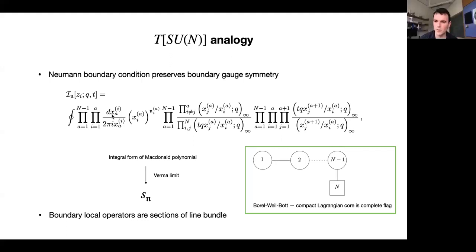Maybe we should talk about this a bit more after, but I kind of suspect that you have to do something a little bit more complicated for theories that aren't cotangent bundles, whose Higgs branch is not a cotangent bundle, but I could be wrong. Yeah, thanks for the question. Any other questions?